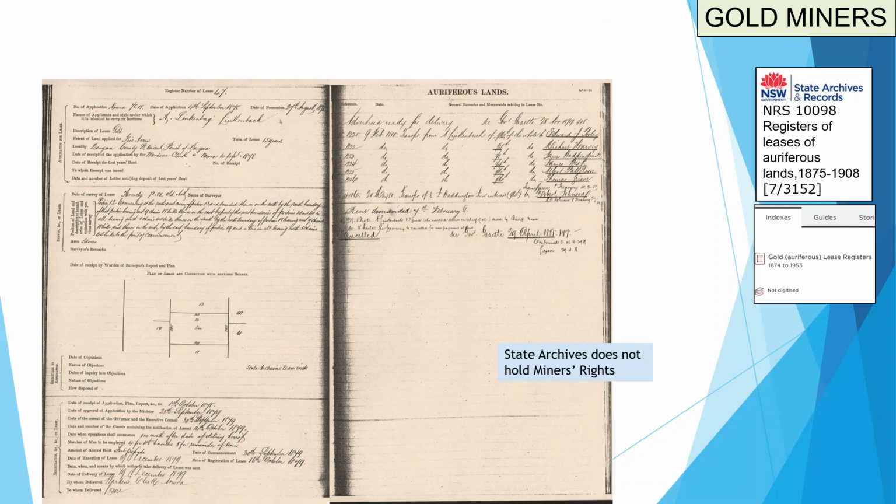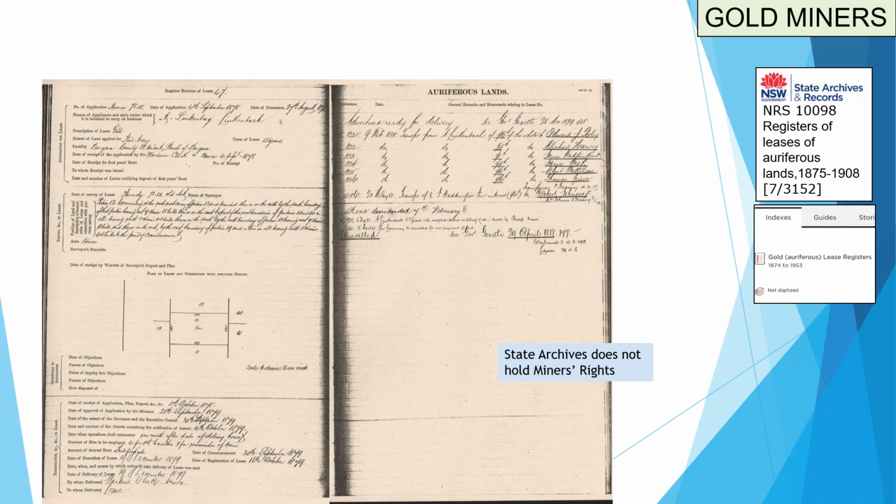But what we do have is registers of auriferous licenses, and this is a really good example of what you can access through our online indexes, and then come into the reading room and have a look. And as you can see, it has got a lot of detail based on the mining. It gives you a little diagram of the mining location and a series of dates. So it actually is extremely pithy in regards to information that you can access from this source.